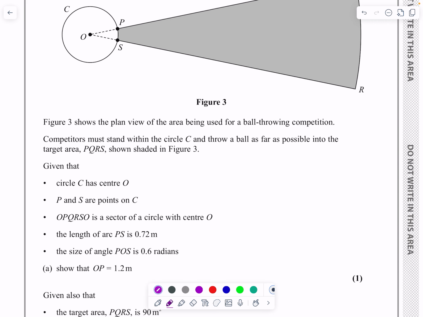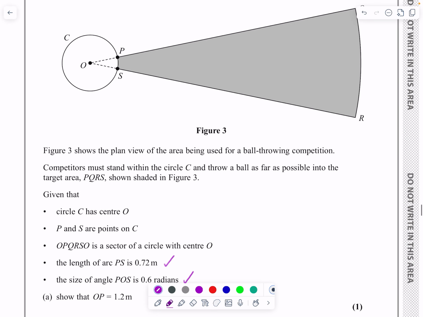But what I can tell you, having reread it already, is that those two pieces of information are not on the diagram. The length of the arc PS is 0.72. So this is this length here. That's 0.72. And it also tells me that the angle of POS, which is that angle in there, is given by 0.6. So if I look at that circle there, the white circle, I can see that it's asked me to find the length of OP. So it's asking me to find the radius here.